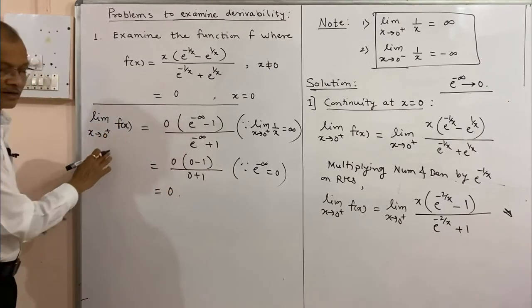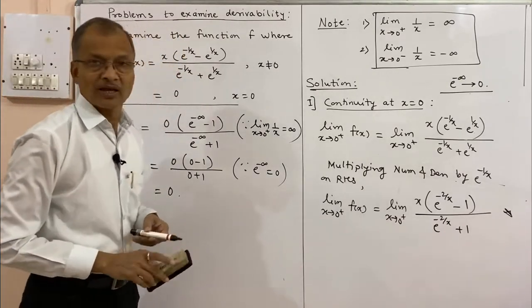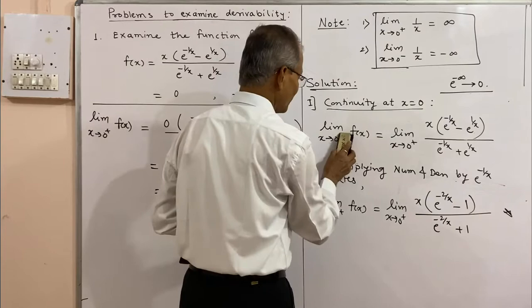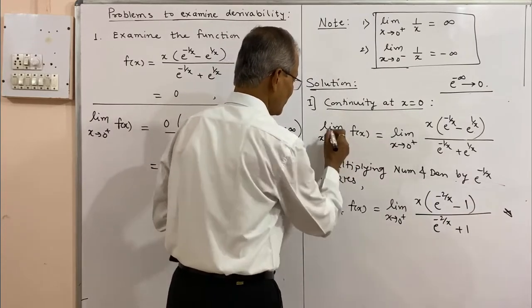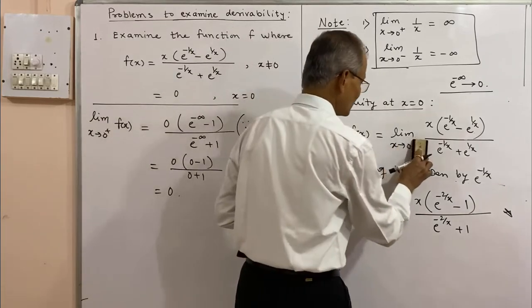The right hand limit is 0. Now we shall find out the left hand limit. Next, to find the left hand limit, we consider the limit as x tends to 0 from the left of f(x).